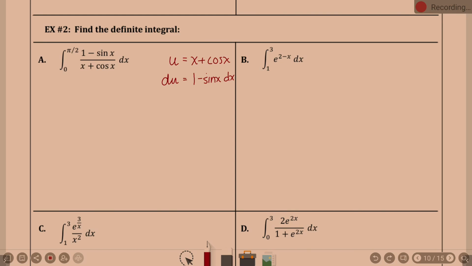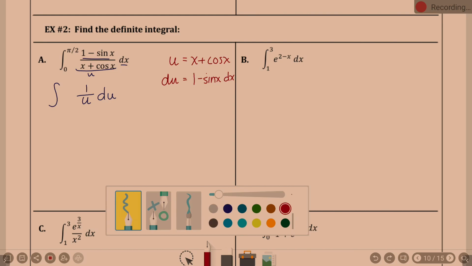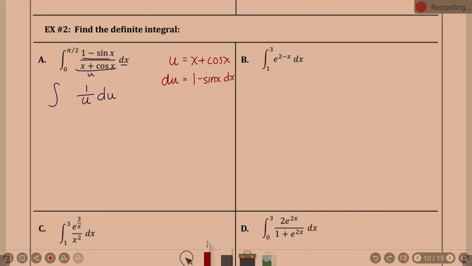Does that work? Yeah, it looks like it works here. You've got x plus cosine x as our u, and 1 minus sine x dx as our du. So we're going to have 1 over u du. What's the catch? The bounds. These bounds right here are in terms of x.